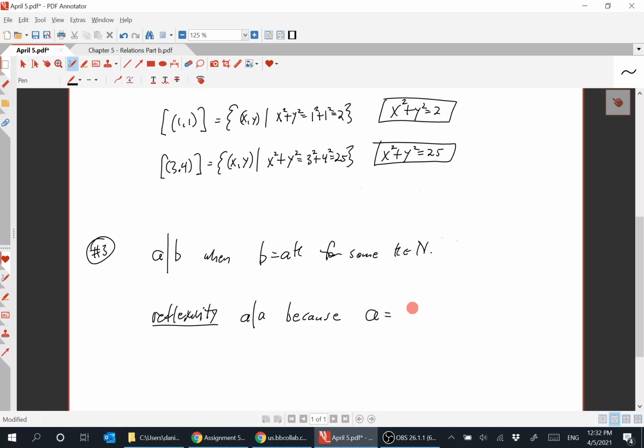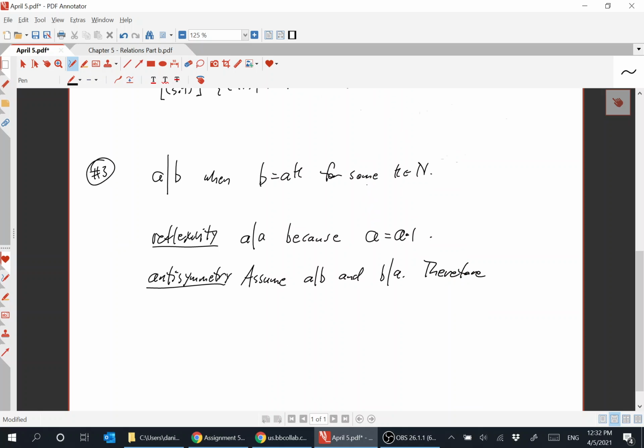1. Period. Anti-symmetry. So assume A divides B and B divides A. Therefore, because A divides B, B is equal to A times K. And because B divides A, A is equal to B times what?